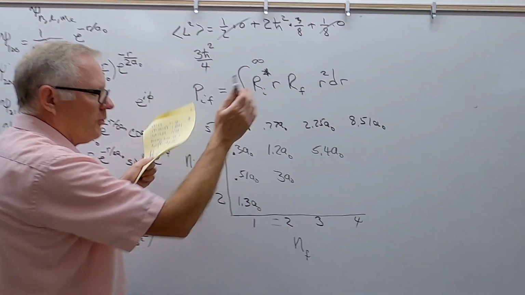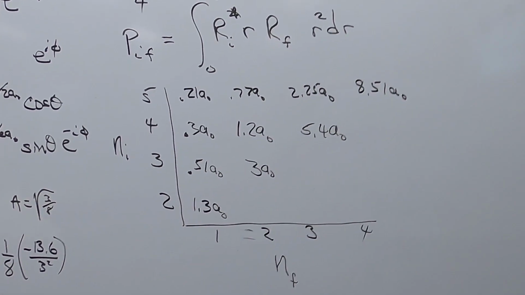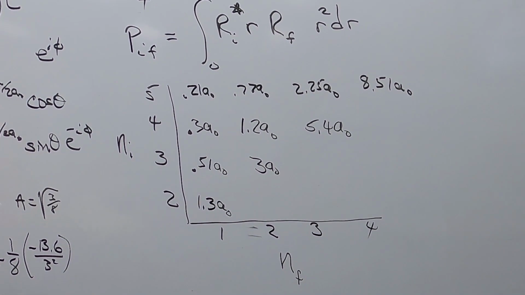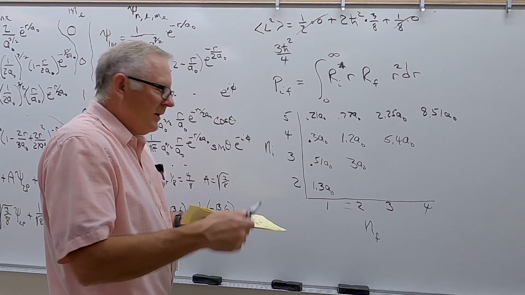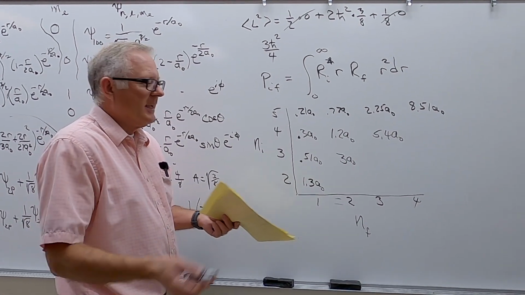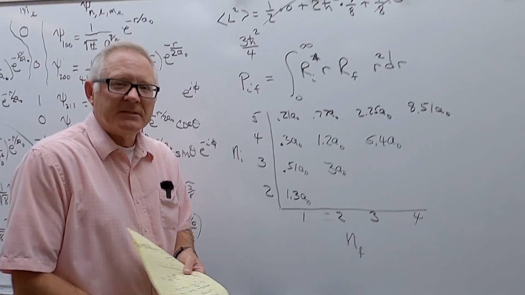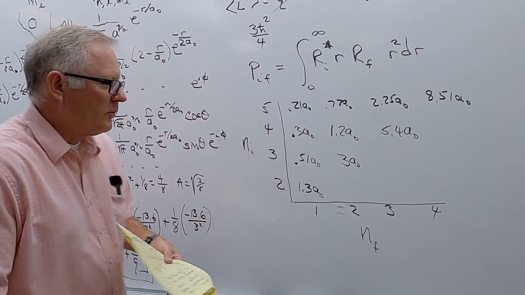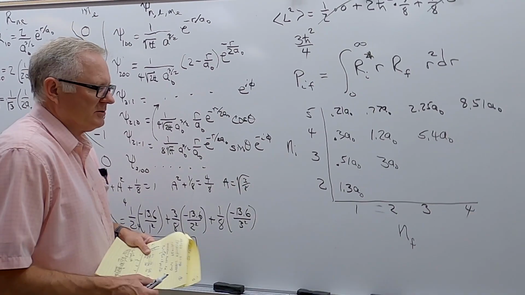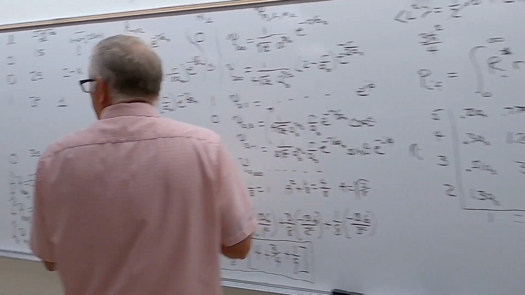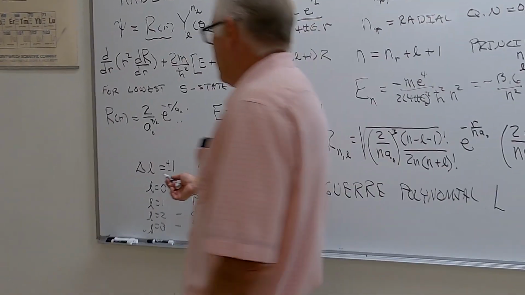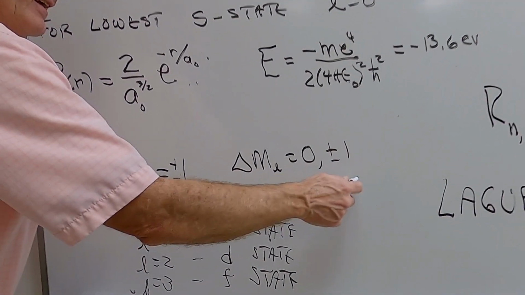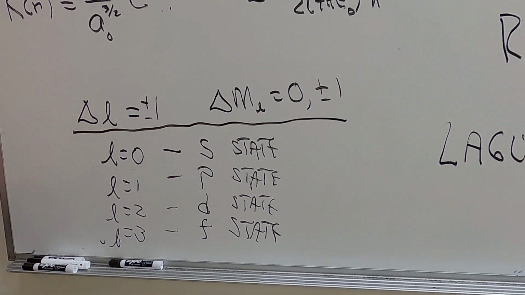If I kept going, there wouldn't be any zeros, which means there are no selection rules for the n quantum number. We noticed that with the Bohr model. You could get all of the Balmer series, all the Lyman series. There weren't any selection rules. We only have the selection rules right here for L and m sub L. That's all we have selection rules for.